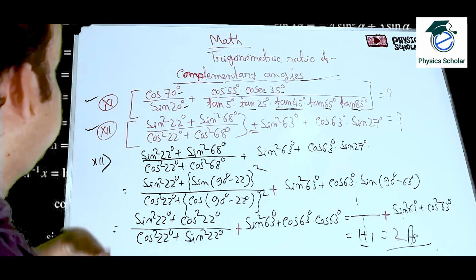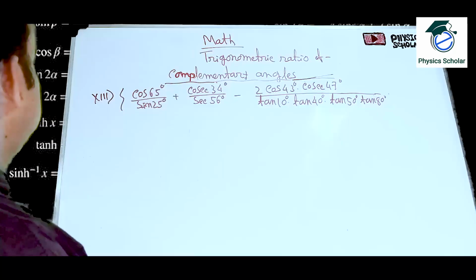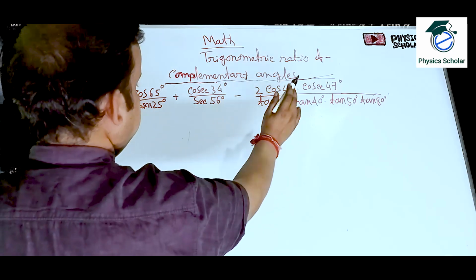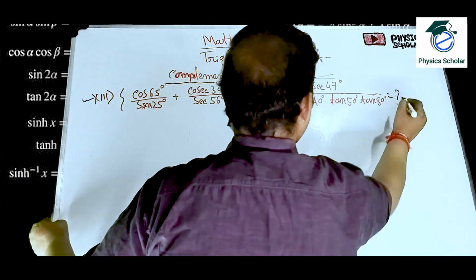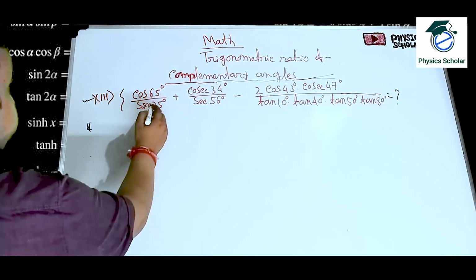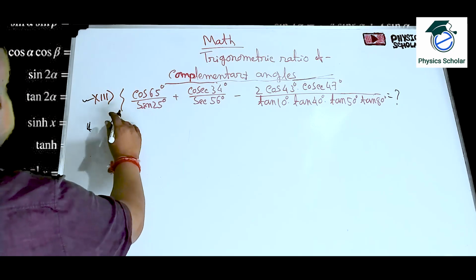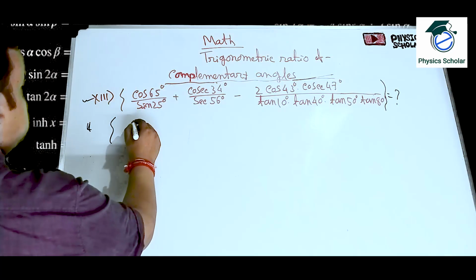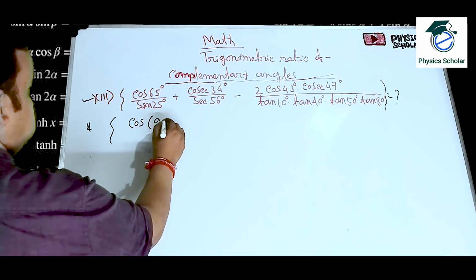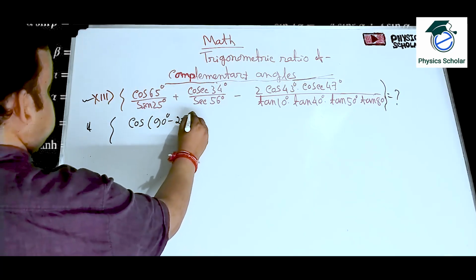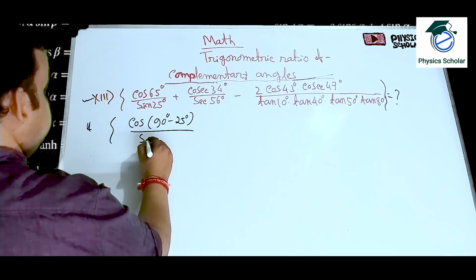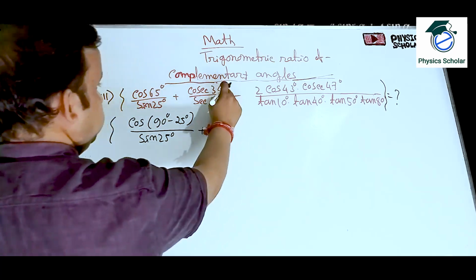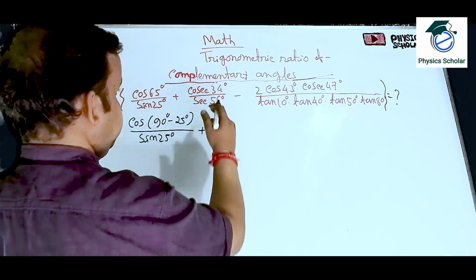Now let us move to sum number 13 and 14. So students, here now it is sum number 13, clear. The similar type of sums, we have to find the value of this, clear. Now these two are complementary angles, so what we can write, this will be the bracket, okay: cos of 90 degree minus 25 degree, that means 65, divided by sin 25 degree, clear, plus these two are also complementary, 34 and 56, that means 90.